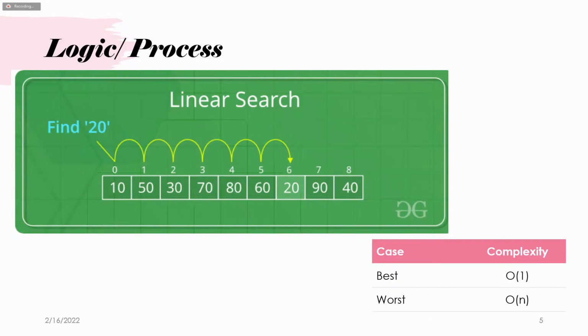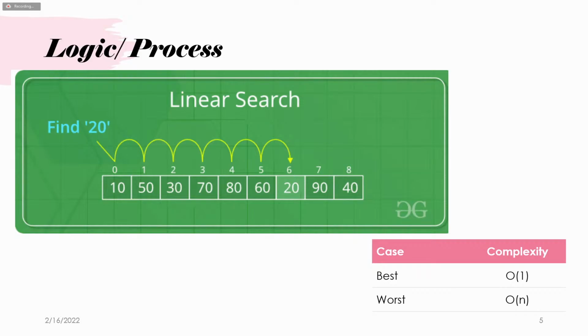What we basically do is first go to index 0 and compare the value at index 0 with the target value you have to find. 20 and 10 are not equal, so you move on to the next index, index 1. There you find the value 50, which is again not equal to 20. So you move on to index 2. There you find the value 30, which is again not equal to 20. You keep repeating the same step until you find the index where your target value is present. This is called the linear search technique.